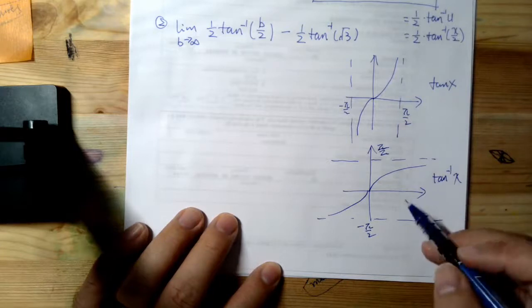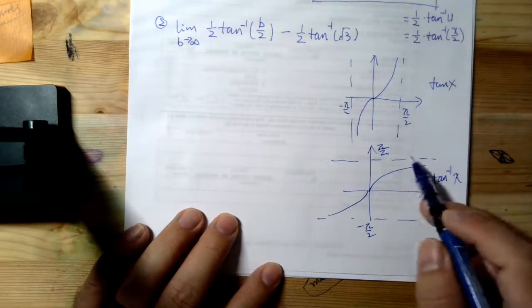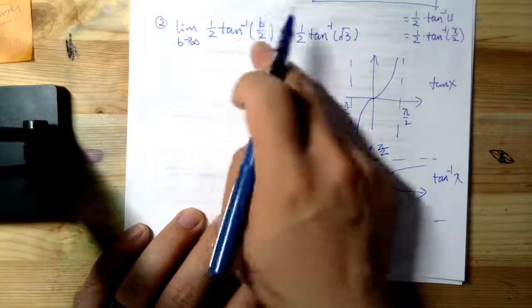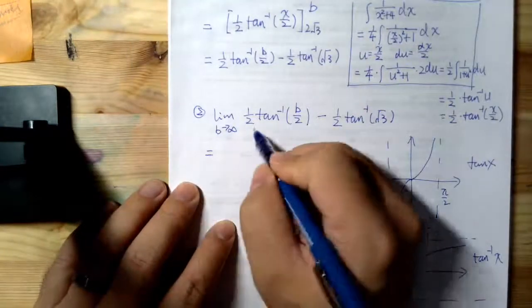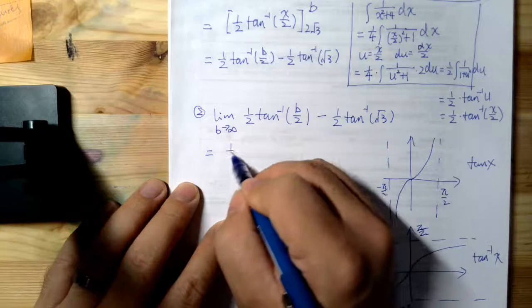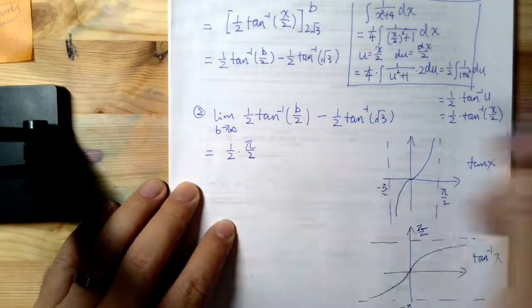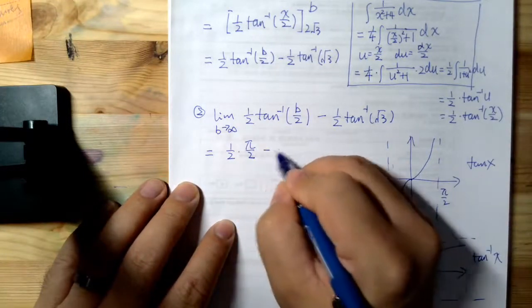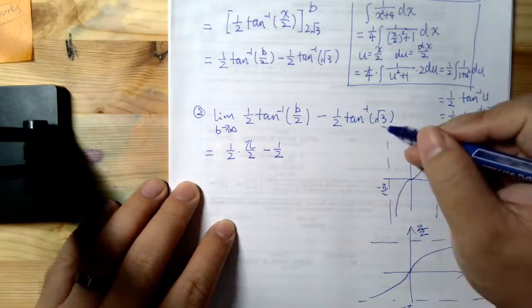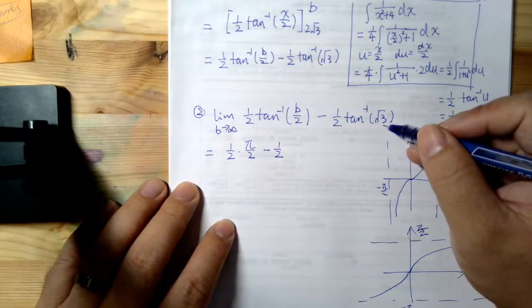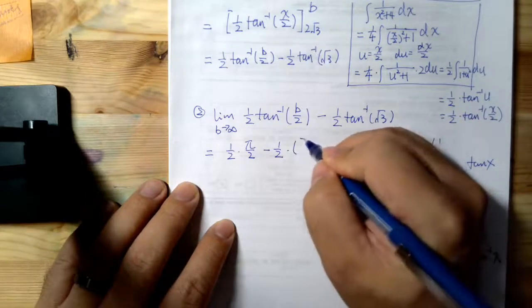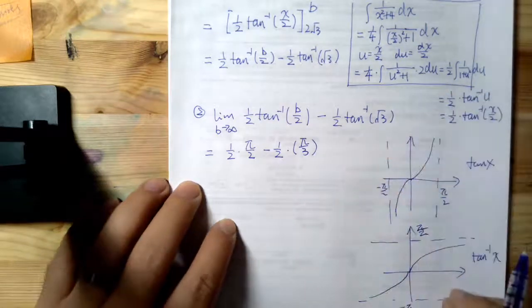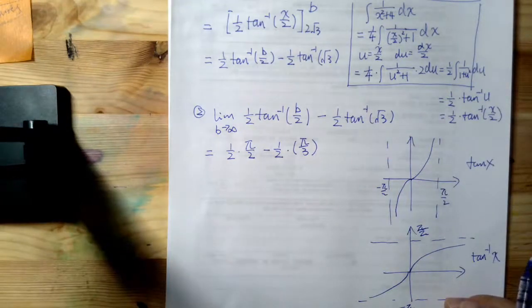Okay, so as x goes to infinity, you will see that this limit becomes pi over 2 for this part. And don't forget you also have a half in front, so you get half times pi over 2 here. Then minus 1 over 2 tan inverse of square root of 3. It turns out, you can check it or use a calculator, it gives you pi over 3.